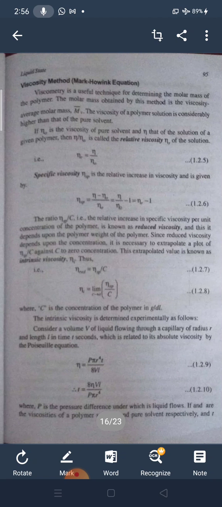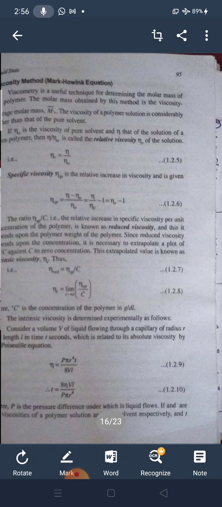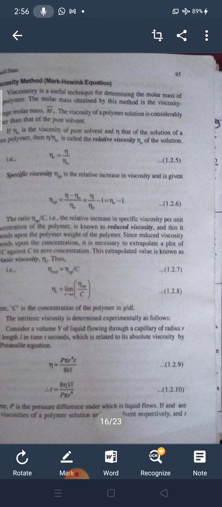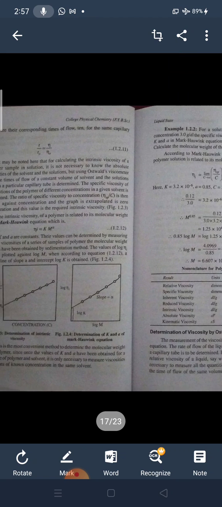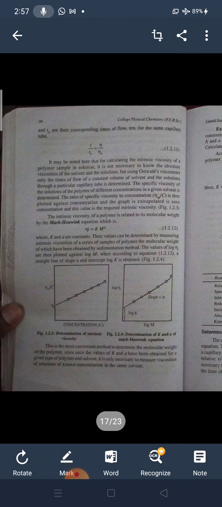Eta is equal to P pi r raised to 4 t divided by 8 VL, so t is equal to 8 eta VL divided by P pi r raised to 4. That equation you can use. Length L is there, t is the time in seconds, r is the radius. This is the Poiseuille's equation that we talked about earlier.